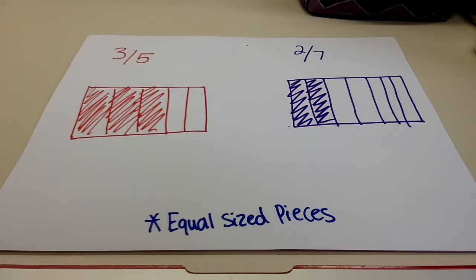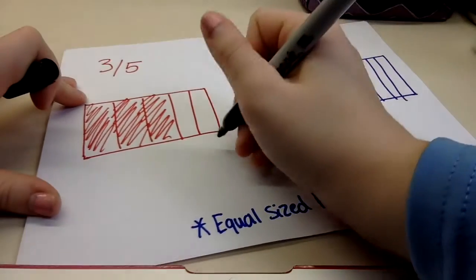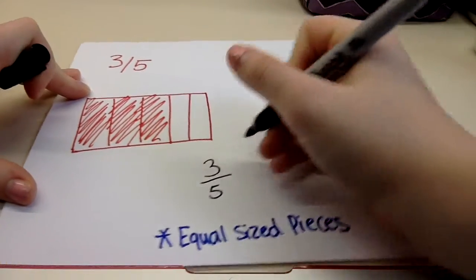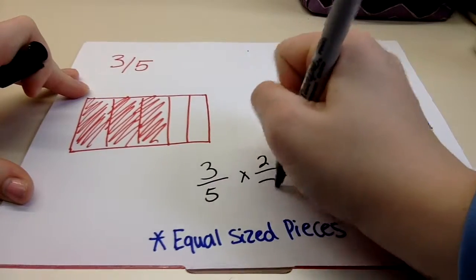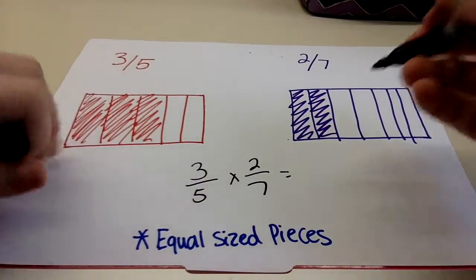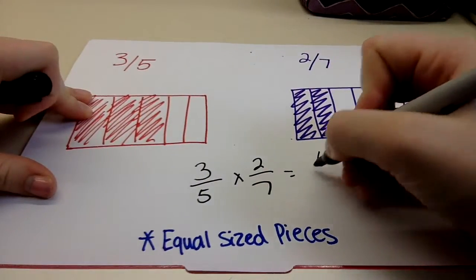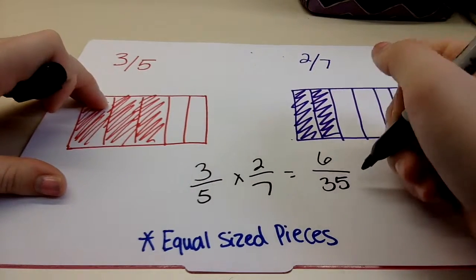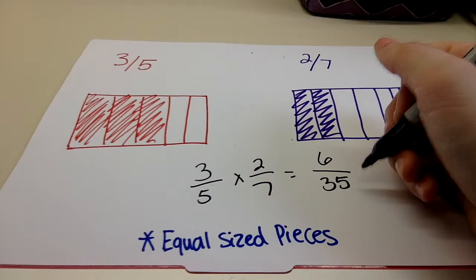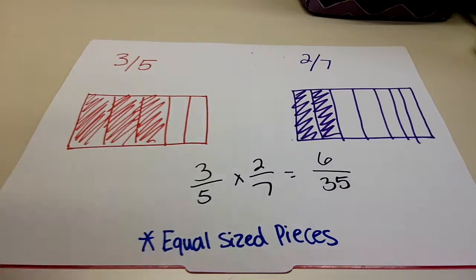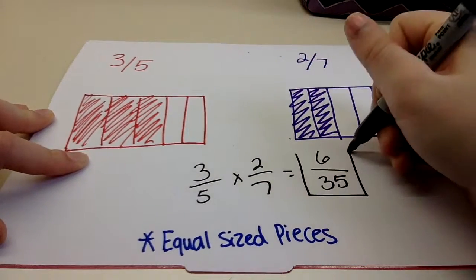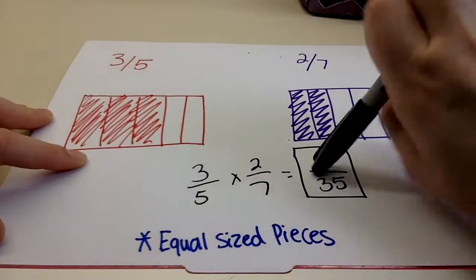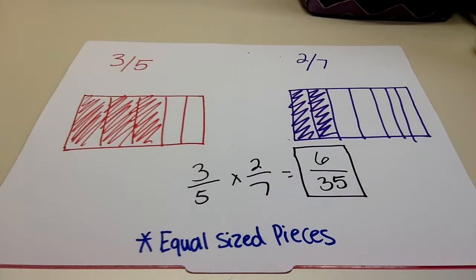So when we multiply fractions, 3/5 times 2/7, we know that we're multiplying straight across. So 3 times 2 gives us 6. 5 times 7 gives us 35. So what we're going to do is explain why and how we got that number.